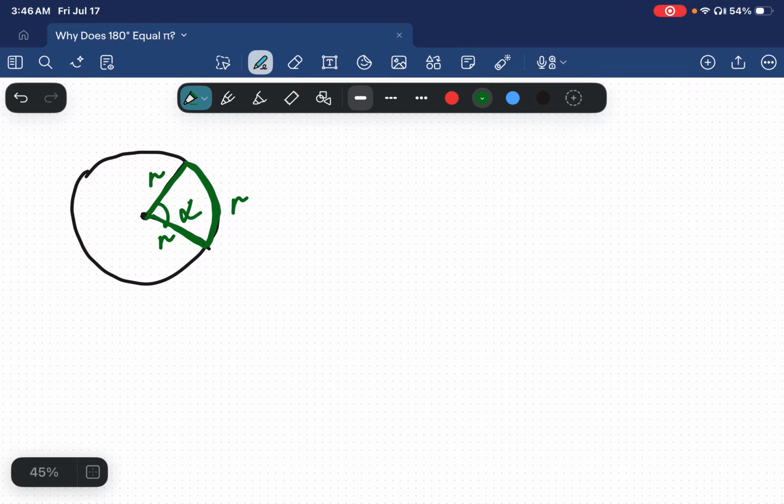In this case, our angle alpha will have a special name. It is called 1 radian. Basically, 1 radian means that the arc length equals the radius of the circle. That's it. It measures an angle using an arc length.